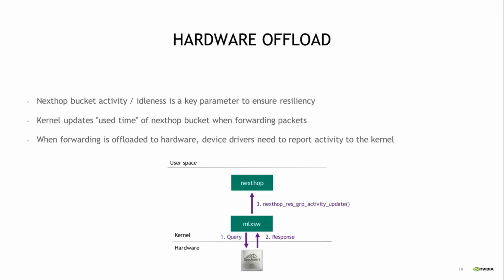We have this because this closes some loopholes, but we also have a new function called NEXTHOP RES group activity update, which is an API in the NEXTHOP code, which drivers use. The idea is that the driver periodically polls the hardware for busyness information about the individual buckets, composes it into a bit vector, and feeds this bit vector into the function that I just mentioned. And then the NEXTHOP code takes a look at the bit vector, and for every bit that is set, it hits the corresponding bucket with traffic, sort of, right? It marks the bucket as used with the last used time now.